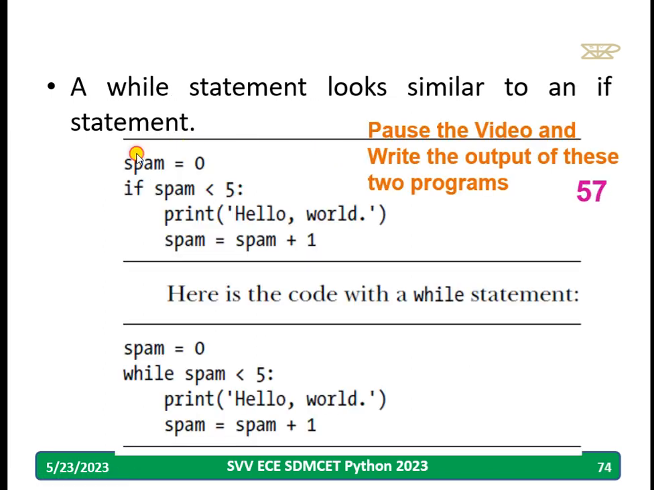Two examples are given. spam = 0; if spam < 5: print hello world; spam = spam + 1. The same thing is written with while instead of if. I want you to pause the video here and try to write the output of these two programs. Try to understand the difference between this and this.